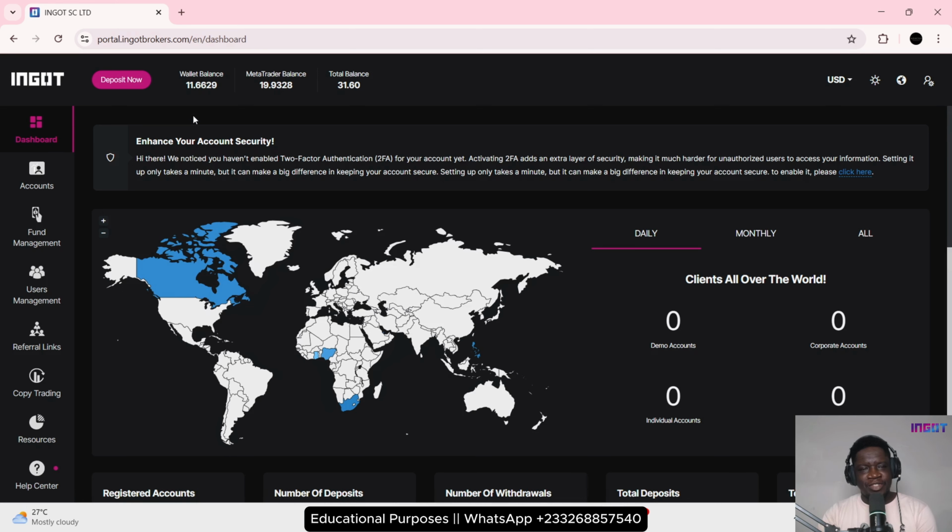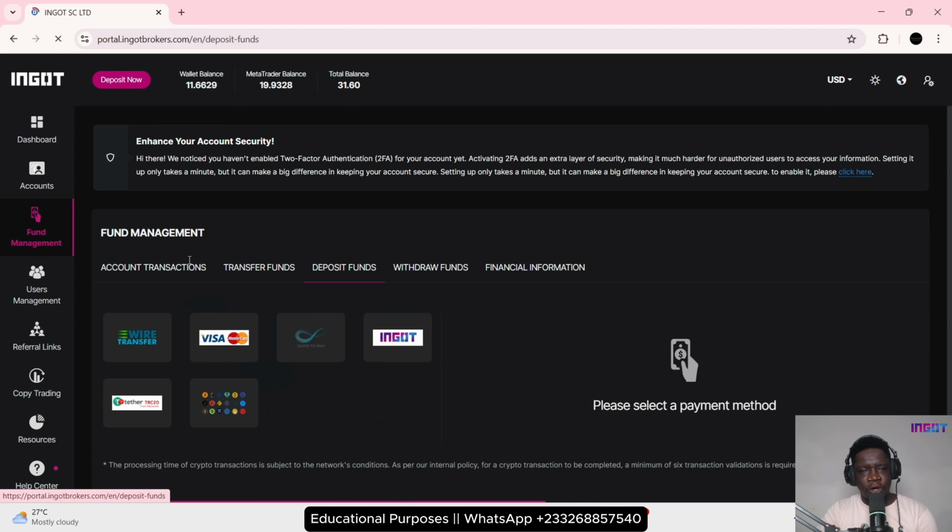First of all, let's say you log into your Ingot Brokers trading account. If you want to make deposits and then use the signals to trade, you see Deposits up here. Just click on that, and the deposit or payment methods will show up. You see Visa, crypto and others. The Ingots option here is for mobile money, so if you want to deposit using mobile money, you click on Ingots and do your mobile money deposit.